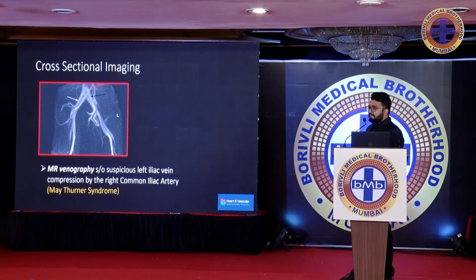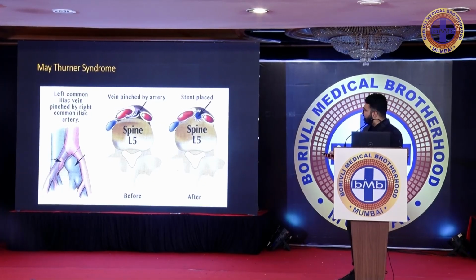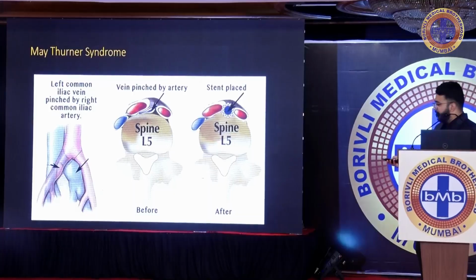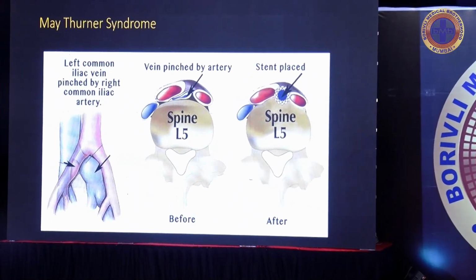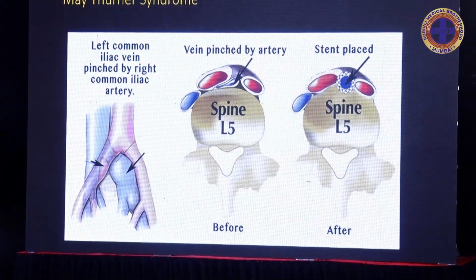We got an MR venography, which confirmed the presence of this syndrome, that is May-Turner syndrome, where your common iliac vein gets compressed. So this is just a graphic representation. This is your left common iliac vein, and the red is the overlying right common iliac artery. So your vein gets pinched between your artery and the spine, and that results in chronic reflux into the venous system of the left side. And this is May-Turner syndrome.